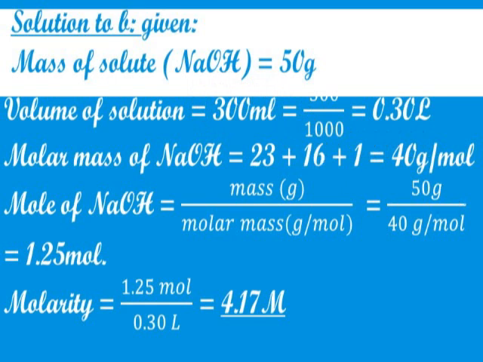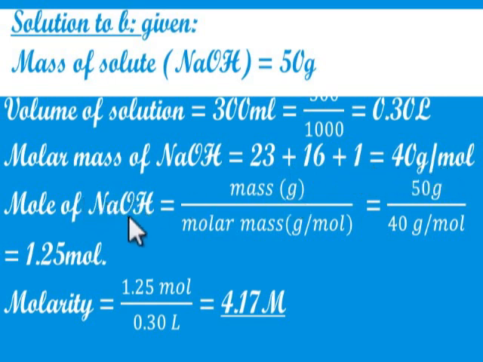And you know that mole is equal to mass over molar mass. The mass is given to be 50 gram, but the molar mass is not given, so we have to calculate the molar mass. Watch my video on how to calculate molar mass for more information on this. So the molar mass of sodium hydroxide is equal to 23 being the molar mass of sodium plus 16 being the molar mass of oxygen plus 1 being the molar mass of hydrogen. If you sum all of this, you're going to have 40 gram per mole.